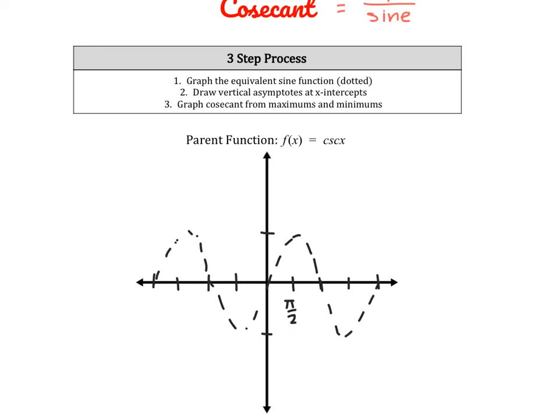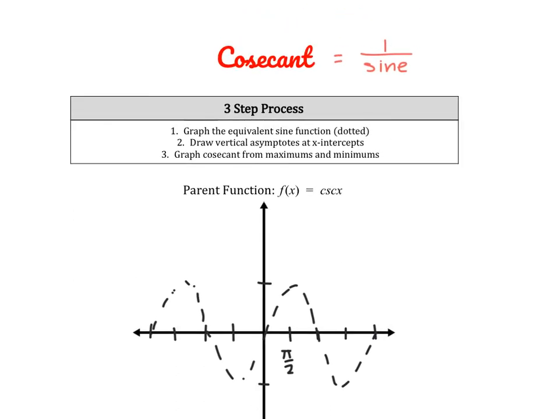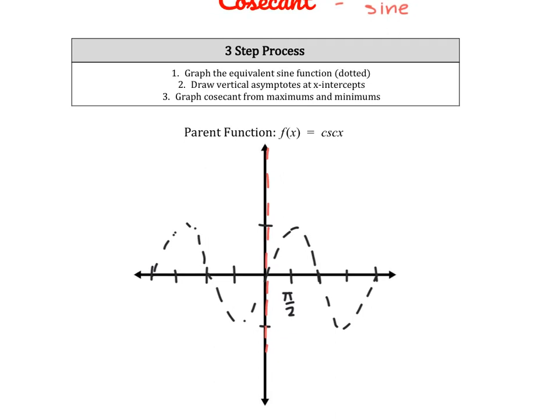Okay, so since cosecant is the reciprocal of sine, I know that if sine is equal to 0, cosecant is going to be undefined because you can't have 0 in your denominator. So wherever sine is 0, which is at the x-intercepts, I'm going to draw a vertical asymptote. So that's step 2 of that little 3-step process. Once again, this is occurring because wherever sine is 0, cosecant is undefined due to the fact that they are reciprocal functions.